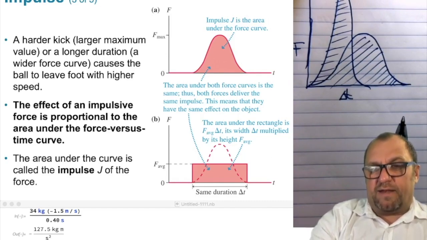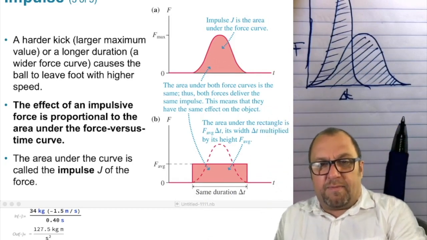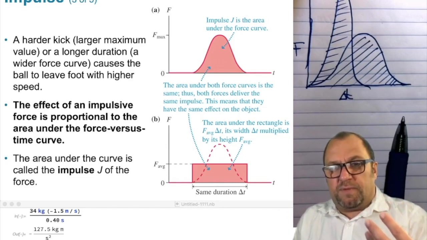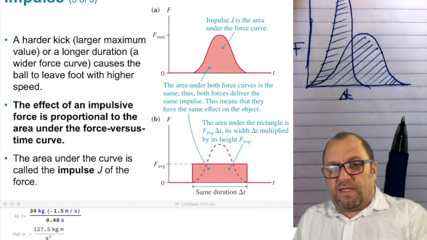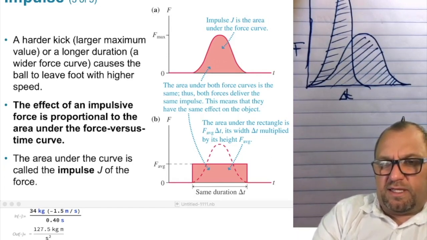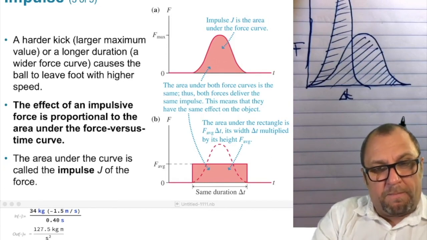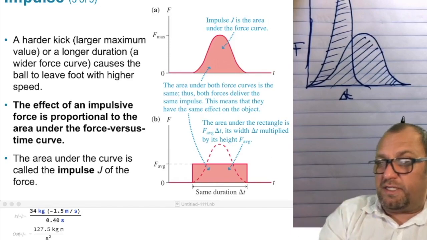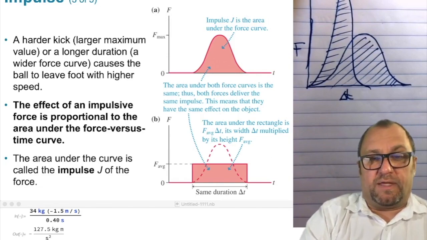You can do that by approximating it as a curve. The area under both of these forces is the same, thus both forces deliver the same impulse. This means that they have the same effect on the object. The area under the rectangle is F average times delta t. Its width is delta t multiplied by its height. So if we take our average force, we can get the same area by making it into a rectangle, which is much easier to find the area of than something like this.